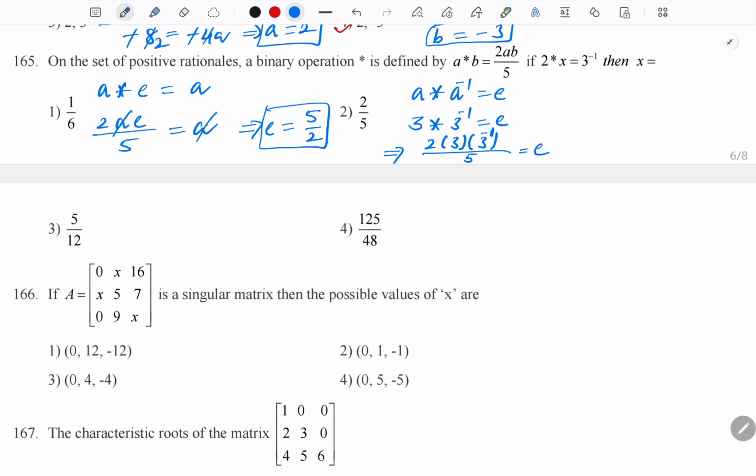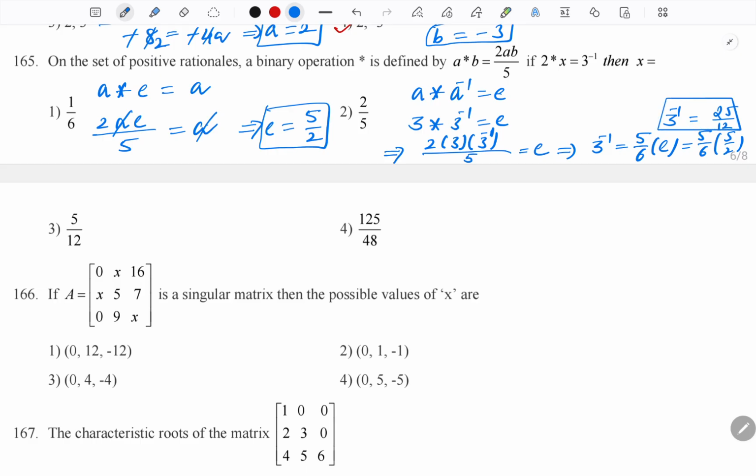Then from this one, 2 times 3 is 6 by 5. If I move that to the other side, 3 inverse equals how much will I get here? 5 by 6 times e, right? What is the e value? Substitute and then write 5 by 6, and what is here? 5 by 2, then it will become 25 by 12. This is 3 inverse. What is this answer? 3 inverse, right?